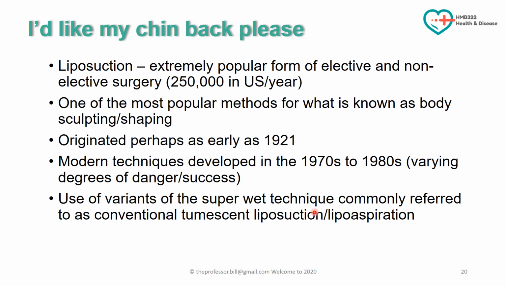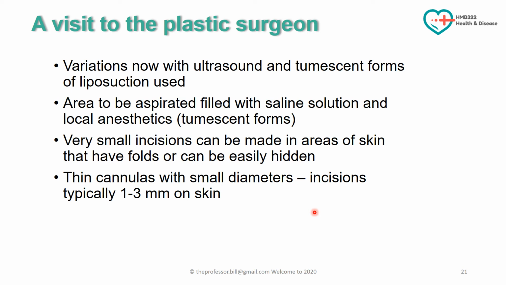Again, there are a number of various techniques that are used to remove this fat that could then be reprogrammed into various types of tissues, including myogenic and cardiomyogenic tissues. Nowadays, people use ultrasound to visualize where they're going to be removing these adipose tissues. The tumescent form, where you inject a saline solution, disrupt the adipose tissue, and then aspirate it out, with a local anesthetic only, is the most popular form of liposuction done now.